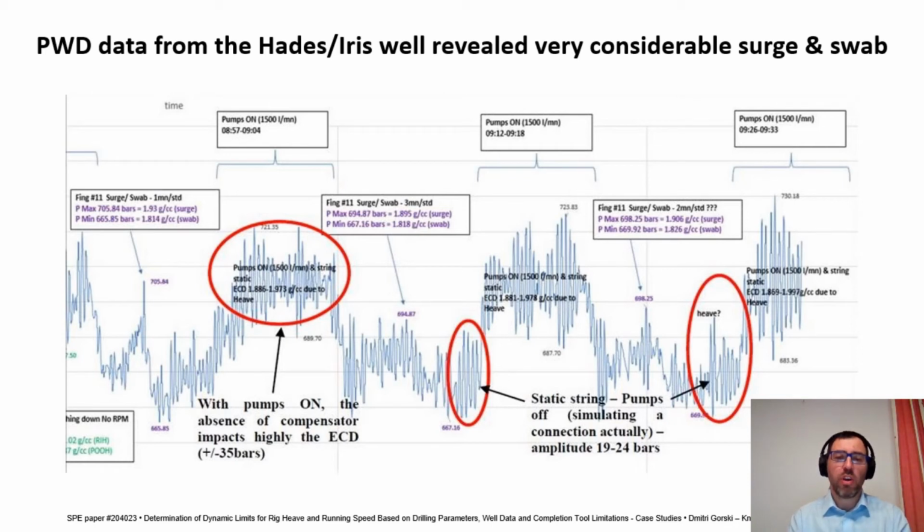So during all these operations, the string was static, not heave compensated in the rotary table. While pumps on, the heave impact was plus minus 35 bars, and while pumps off, the heave impact measured downhole was plus minus 19 to 24 bars max. Looking back at the pre-drilling study, these values matched the prognosed values almost on the spot.